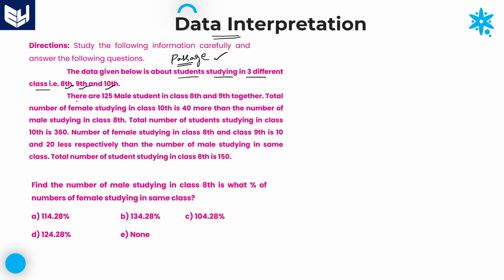Once look at the first line. Here the information is that there are 125 male students in class 8 and 9 together. Here in class 8th and ninth together, we are talking about male students, both class 8th and 9th together, total males are 125.